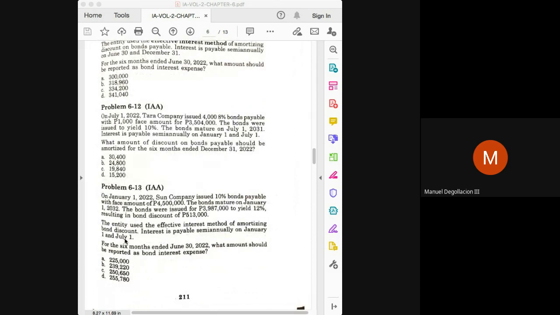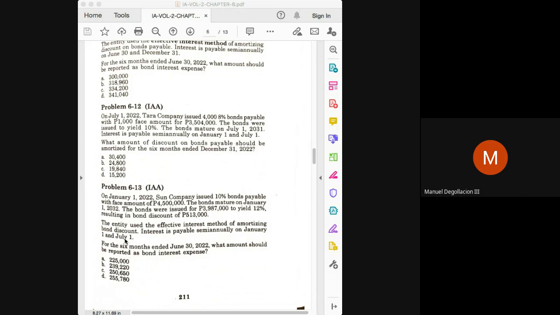Problem 6-13, on January 1, 2022, Sun Company issued 10% bond payable with face amount of 4,500,000. The bonds mature on January 1, 2032. The bonds were issued for 3,987,000 to yield 12%, resulting in a discount of 513,000. The entity used the effective interest method. Interest is payable semi-annually. For the 6 months ended June 30, 2022, what amount should be reported as bond interest expense? So here, very straightforward question.